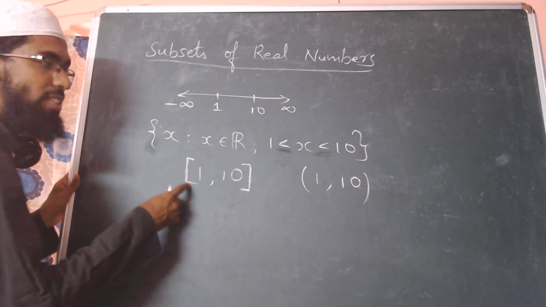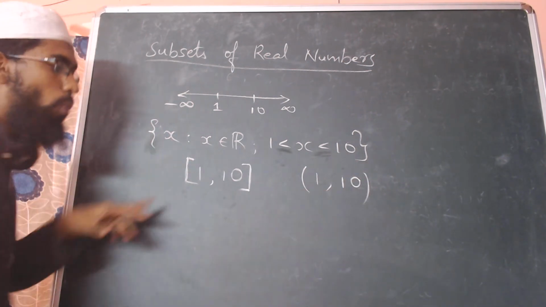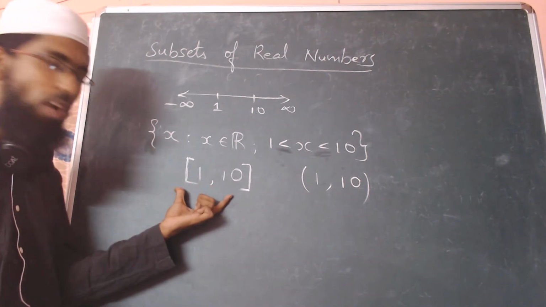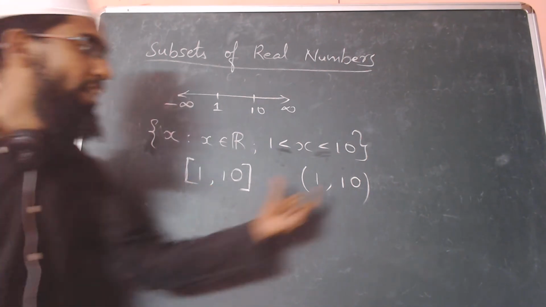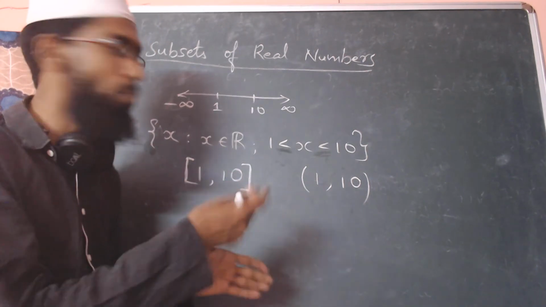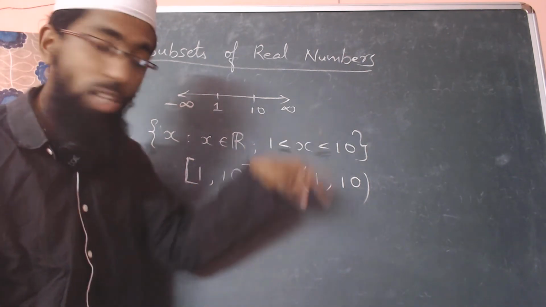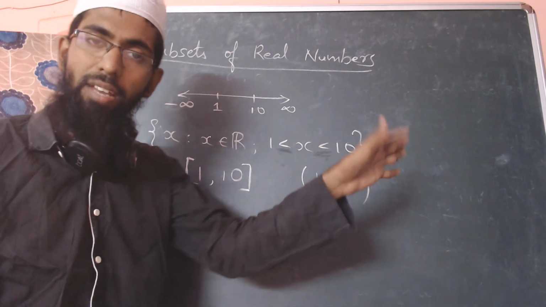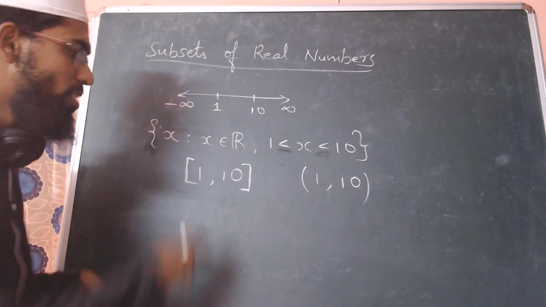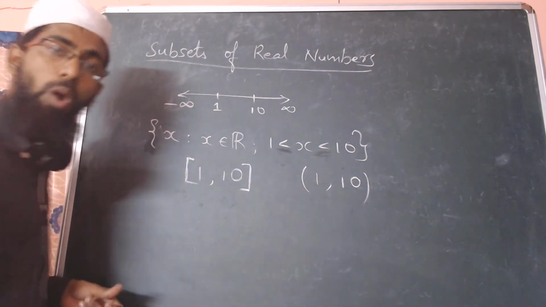What is the difference between these two? Here 1 and 10 are included, and all the numbers in between are also included. We call it a closed interval. Here it is an open interval. Here all the numbers between 1 and 10 are included. 1.01 will be there, 1.001 will be there, 9.999 will be there, but 1 and 10 will not be there in this particular interval. So this is a closed interval and this is an open interval.